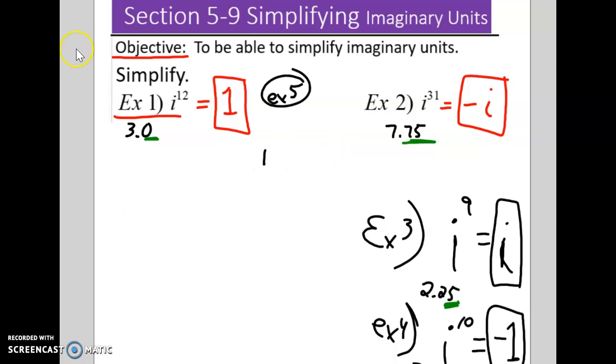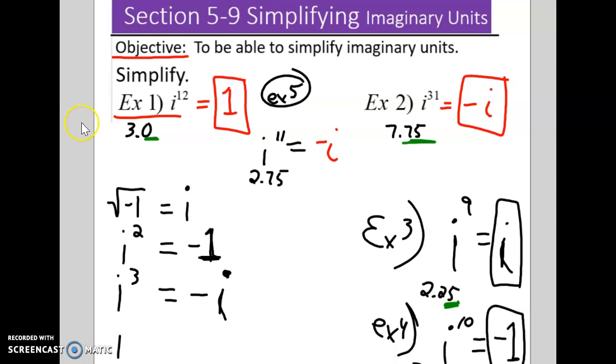We went through these numbers and I found out that 12 divided by 4 gave me 3.0. 31 divided by 4 gave me 7.75. I'm concentrating on the decimals. And 9 divided by 4 gives me 2.25, and 10 divided by 4 gives me 2.5. What does that really mean when we're trying to find i? So what we're really doing when we're trying to find i is we're using this pattern that develops.